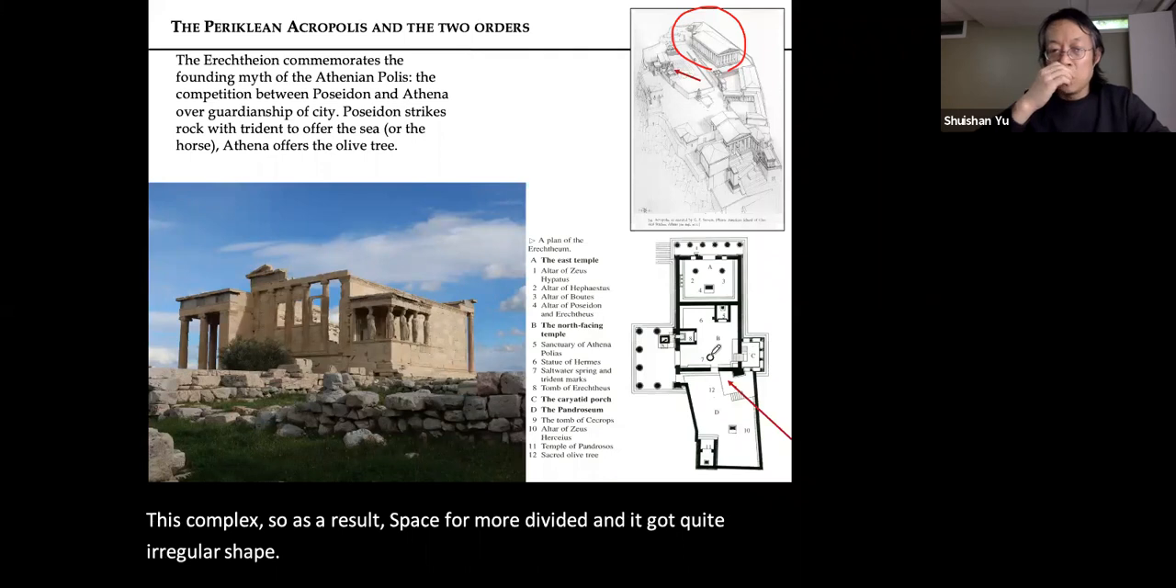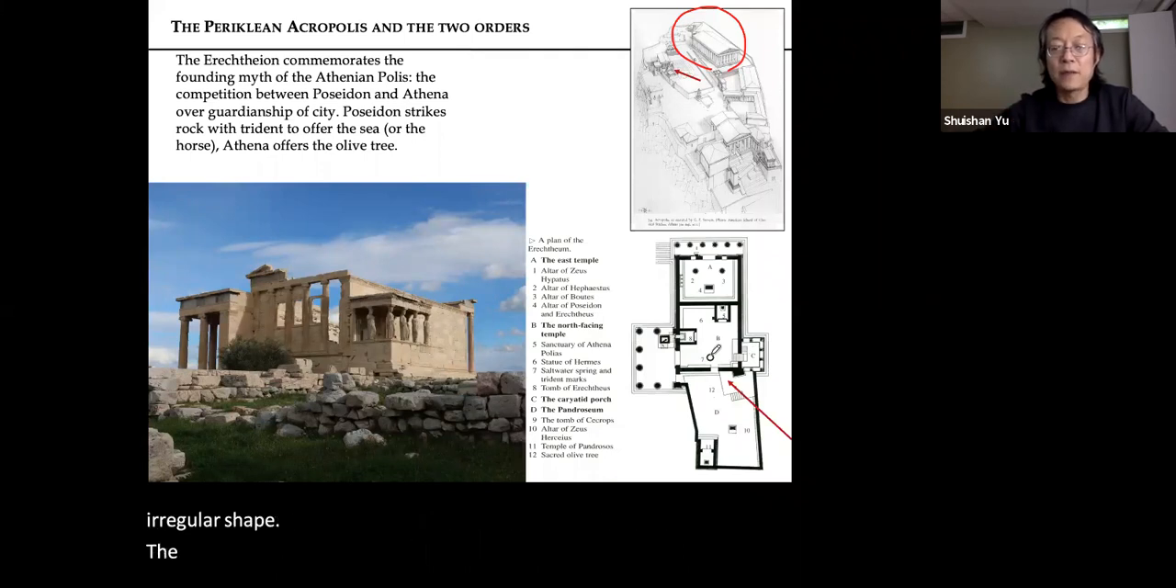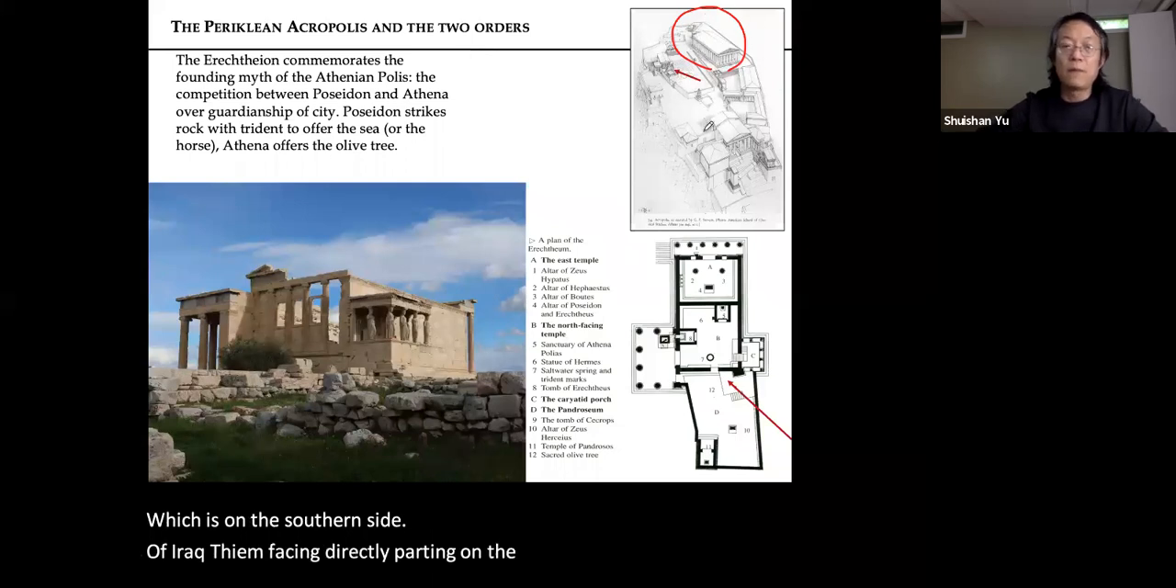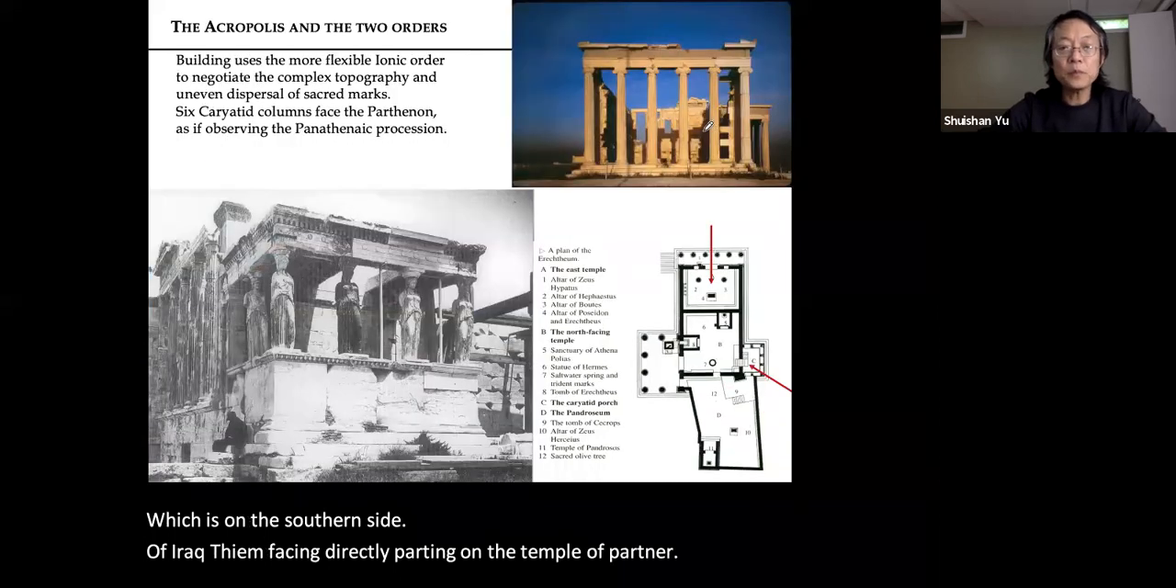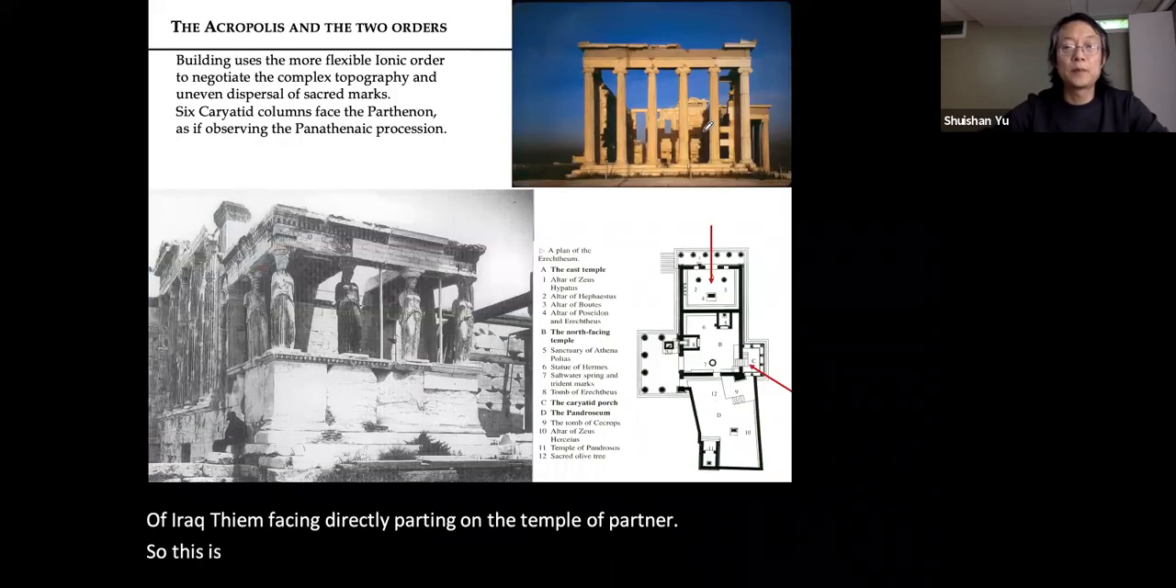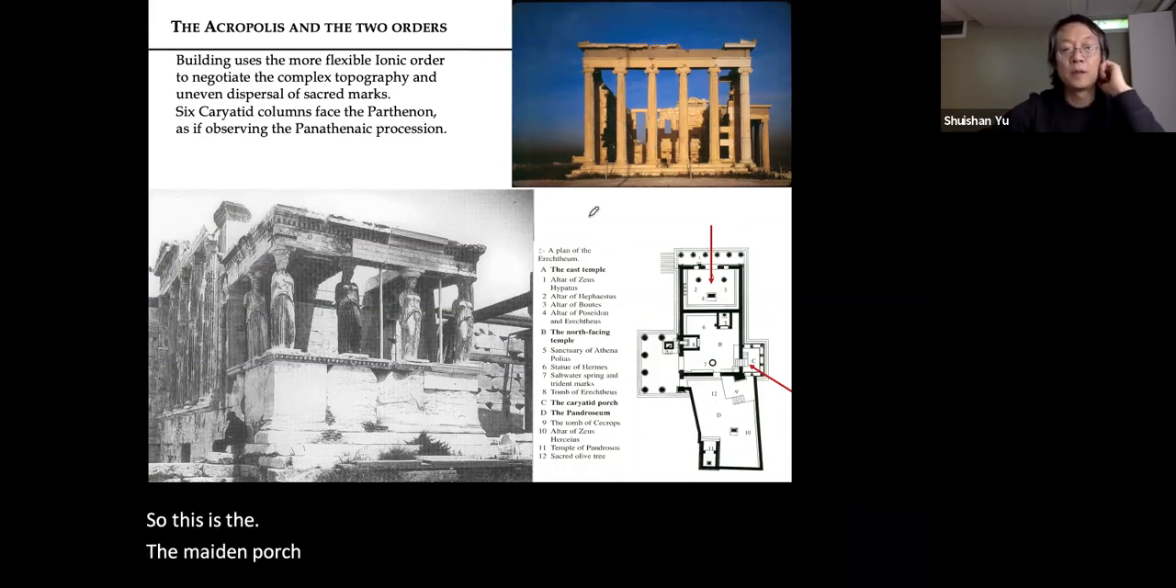The most famous part of the Erechtheum is the maiden porch, which is on the southern side of the Erechtheum, facing directly the Parthenon, the temple of Parthenon. So this is the maiden porch. These columns shaped into a standing human figure are known as caryatids, right?